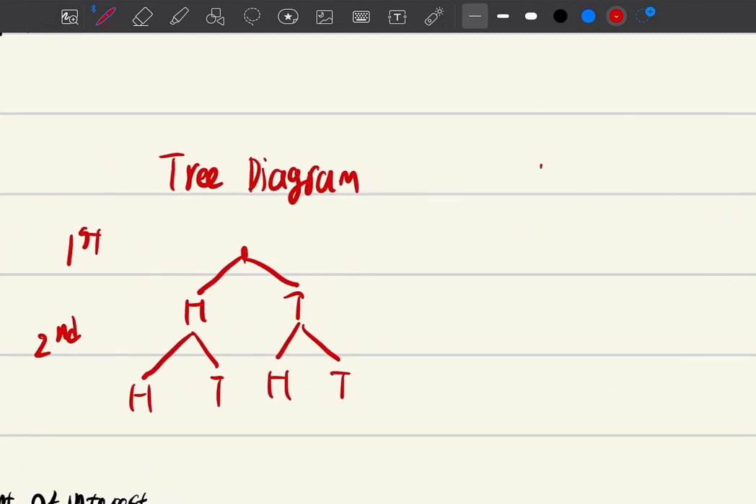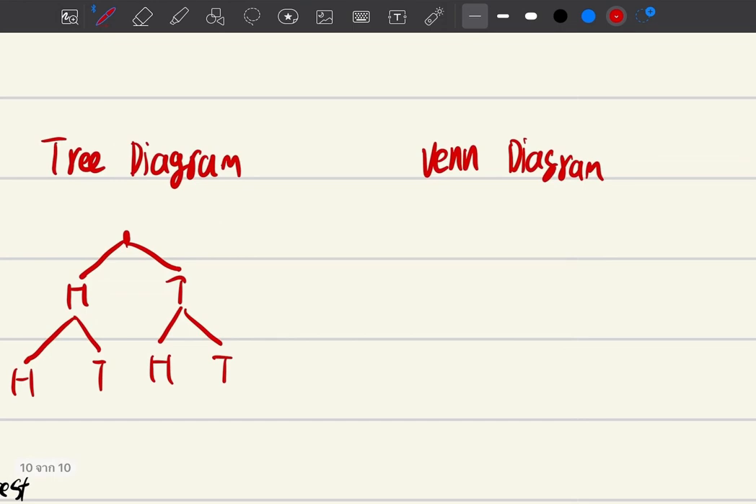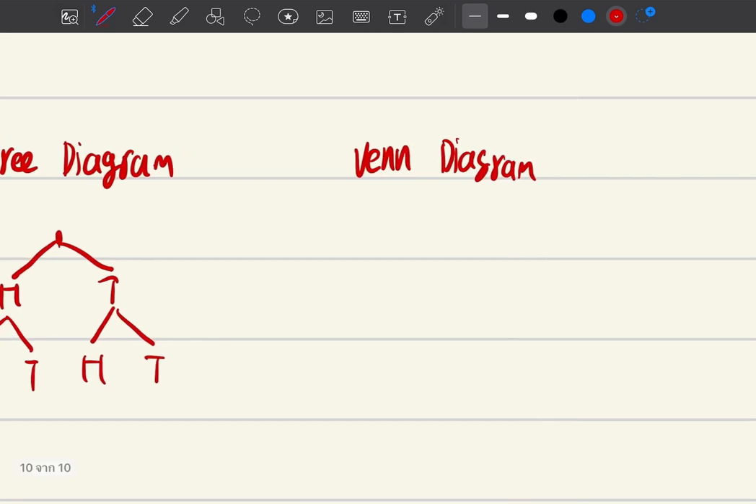And the next one is the Venn diagram. The Venn diagram is to write down all the possible outcomes of the events. We're going to use the same example with flipping one coin 2 times. So the outcomes should be head and head, head and tail, tail and head, and tail and tail.